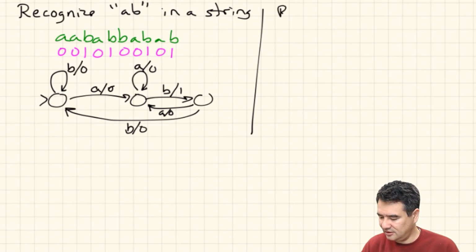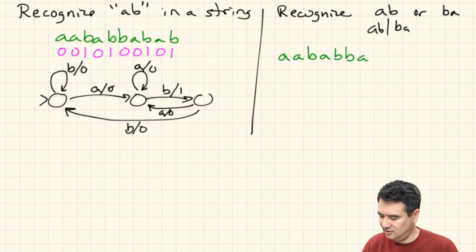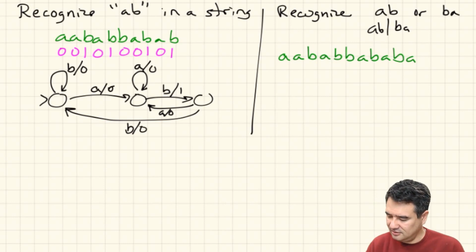Let's say we want to recognize AB or BA. So this would be the regular expression, AB or BA. Okay, so let's do A, B, A, the same string. We'll just do the same one. B, B, A, B, A, B. I'll tack on an A on the end.